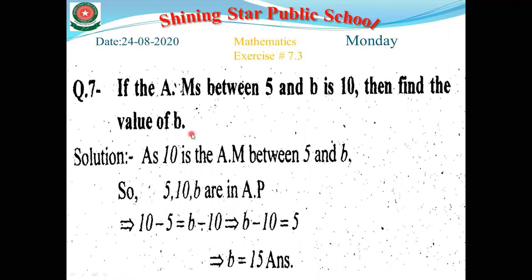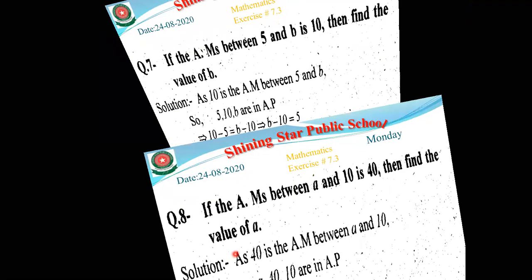Now the question number 7, and it's very simple. The AM between 5 and B is 10, then find the value of B. So for finding the D, we know that 10 minus 5 is equal to B minus 10, because the common difference is the same. So 10 minus 5 is 5 and B minus 10. So when we take 10 to the right hand side, it becomes plus 10. 5 plus 10 is 15. So B is equal to 15, simple.